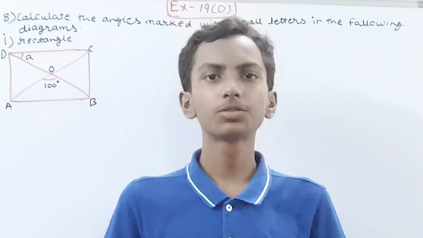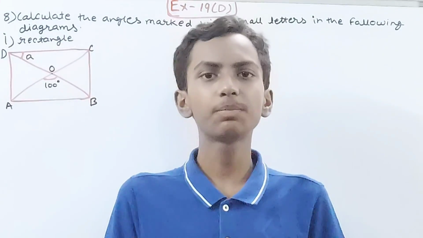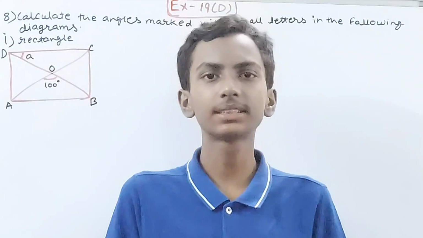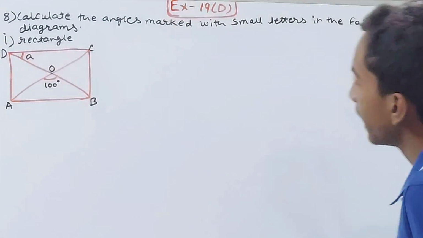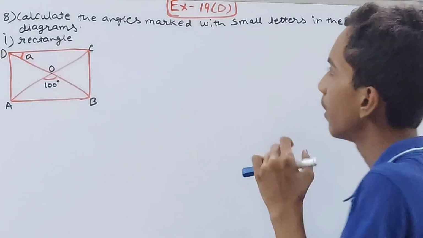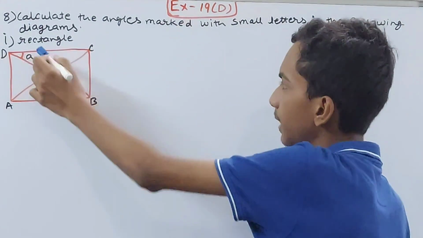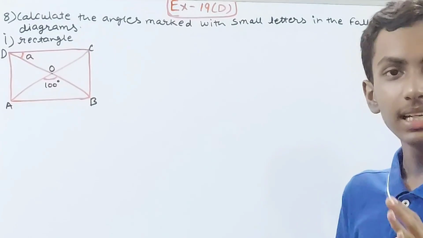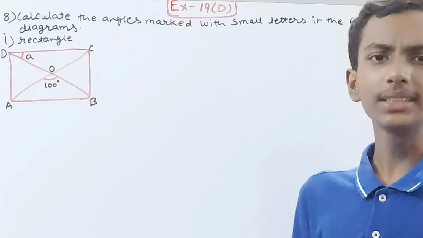In this video we are going to solve ICSE Mathematics class 8 chapter number 19, special type of quadrilaterals, exercise 19D. Question number 8. Calculate the angles marked with small letters in the following diagrams. So we are supposed to calculate the value of the angle A using the given information. What is given?